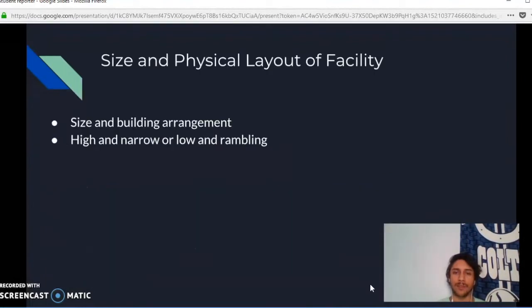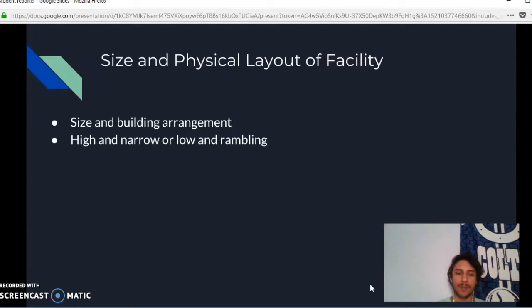Size and physical layout of the facility. The size and building arrangement is important. You can either get high and narrow or low and rambling. Some buildings are located in high-cost areas, so their arrangement is generally narrow and several stories in height so they can utilize valuable land to the best of their advantage.